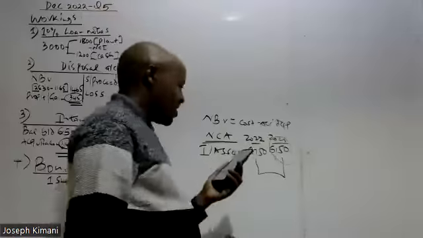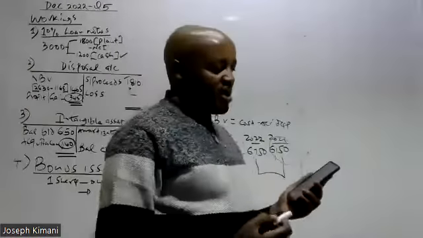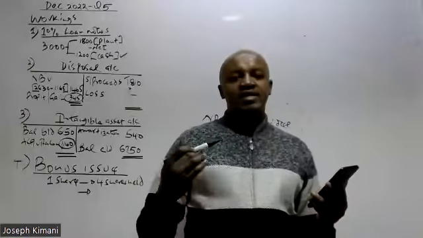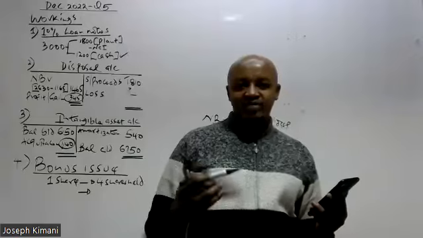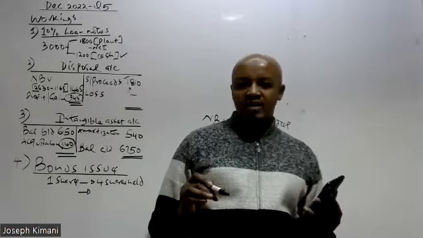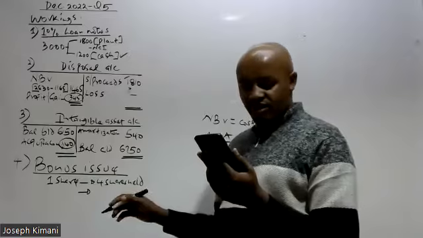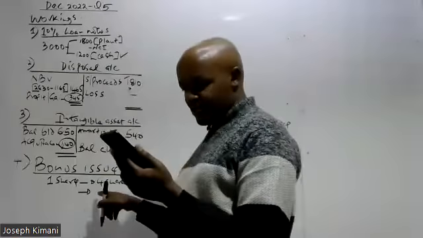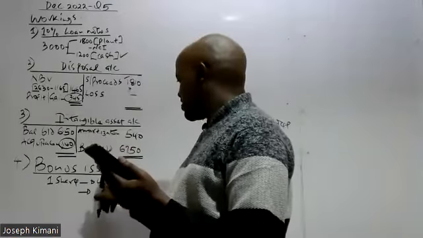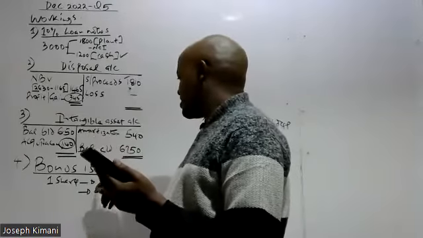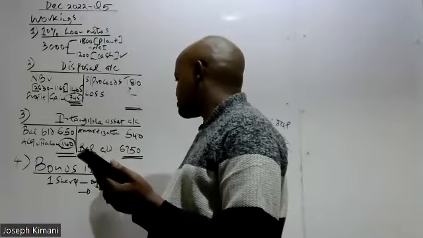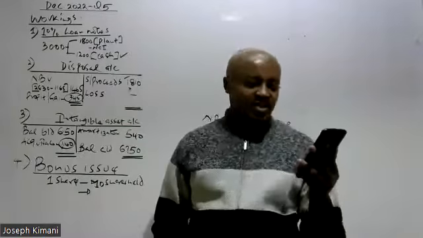So how many shares were held by the shareholders of the company at the start of the year? That is what you need to determine. We're told for every 10 shares, yes, this should be 10, not 4.